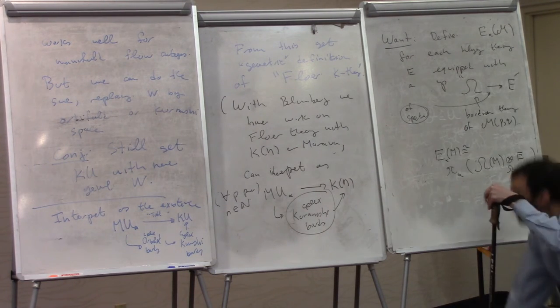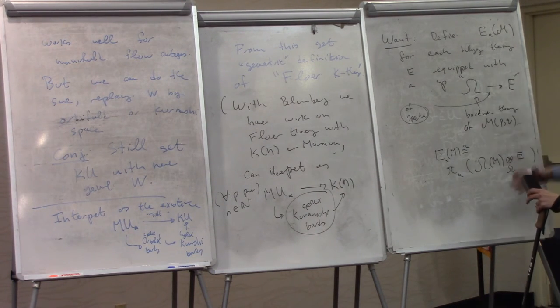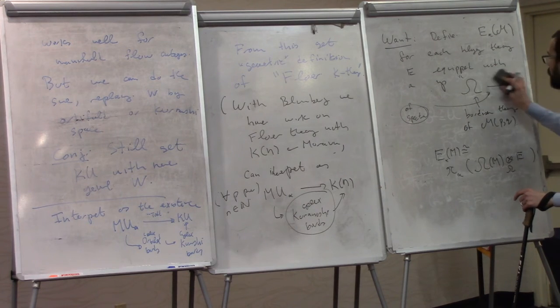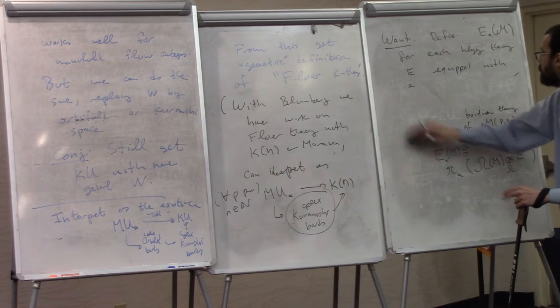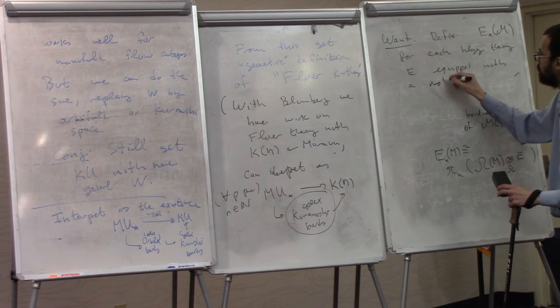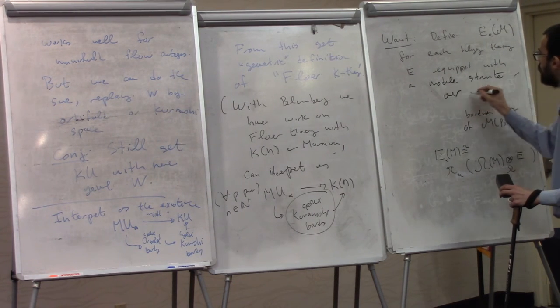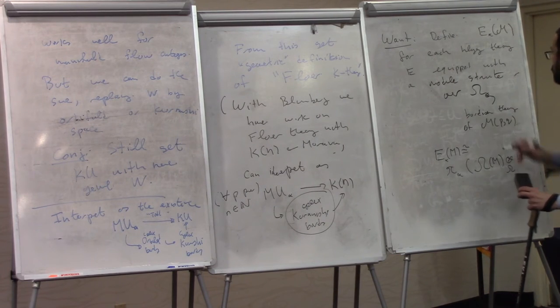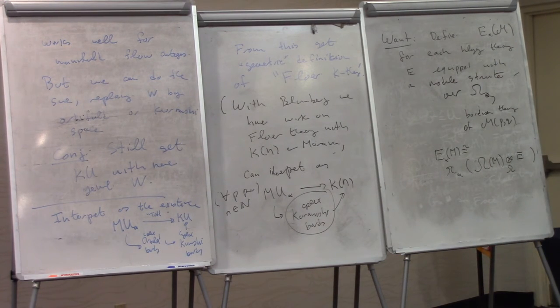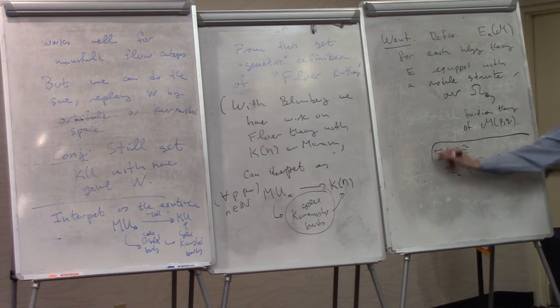Yes. I'm assuming that E was a ring, but you are right. With a module structure, that's a better thing to say. Module structure over omega, where this is the Bordism theory that moduli spaces live in, and you would define it by this equation. And the point is that this should be a spectrum.